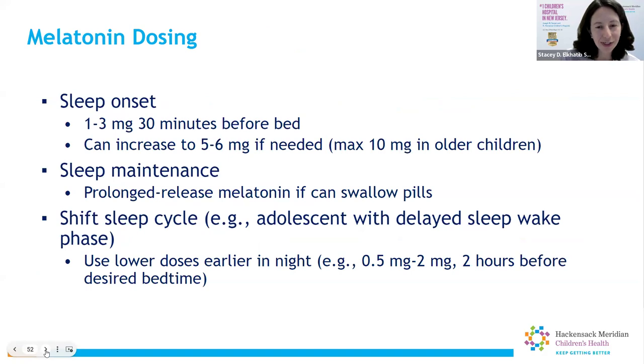And then if you're looking to shift a sleep cycle, like in a teenager who has a delayed sleep schedule, like a night owl, you would use lower doses earlier in the night, like 0.5 to 2 milligrams 2 hours before the desired bedtime. Next slide.